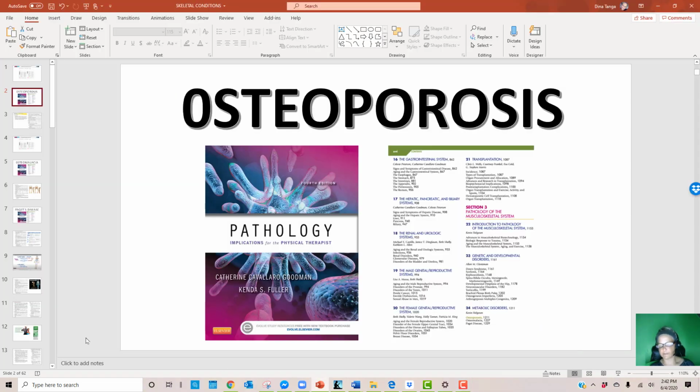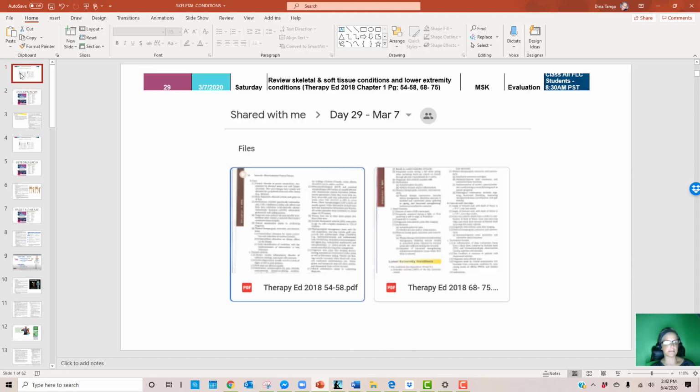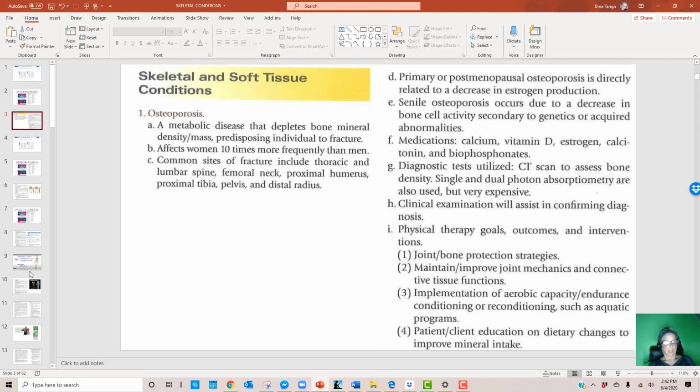Okay, since that was only about 20 minutes of material, we're going to go ahead and add osteoporosis to this video. It's again one of the 3 metabolic disorders shown on this picture right here from the pathology book. So again, this is part of the Therapy Ed PDF that was supplied by Final Frontier. Skeletal and soft tissue conditions.